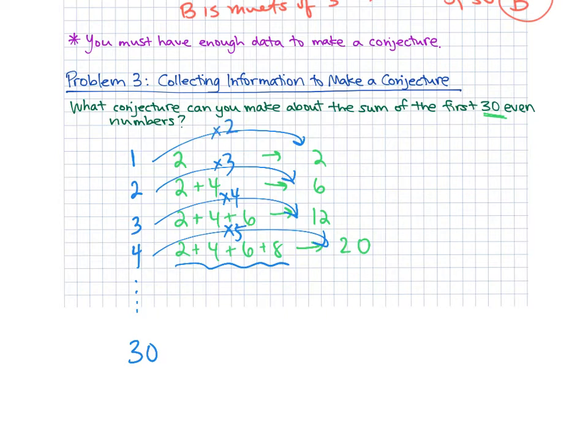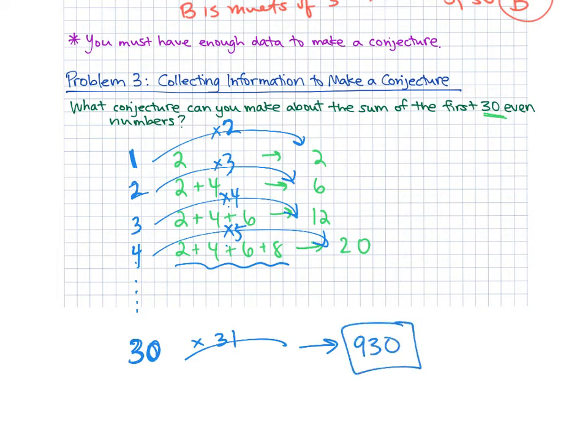So maybe that's what it is. So now with 30, this is 1 more than this number: 2, 3; 3, 4; 4, 5. So this should be 31. So we should be multiplying by 31. So for 30, my guess would be 30 times 31, which is 930.